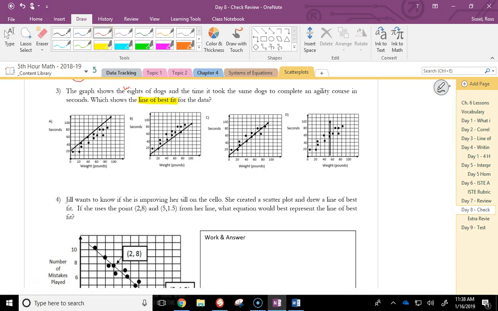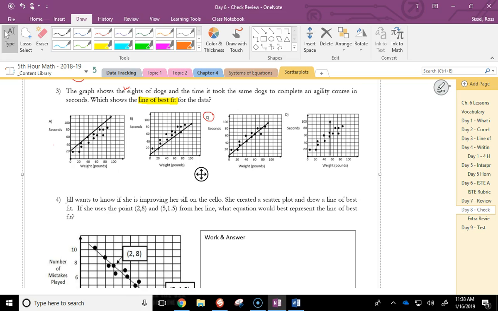Ainsley? C. C would be your correct answer. What is wrong with A? Wade? It doesn't go through the middle. Yeah, it's on the top part of all the dots. All the data is below it. What's wrong with B? It's too low. Most of the data is above it. So what's wrong with D? It's more parallel. Doesn't make sense. Yeah, it's going up and down.